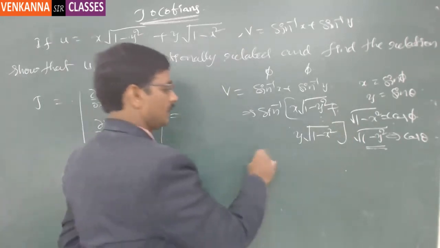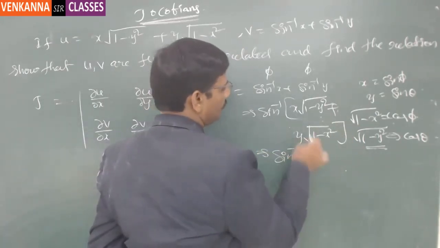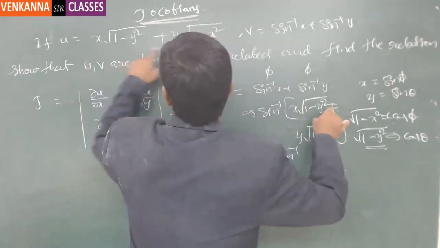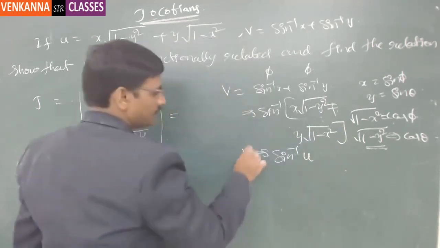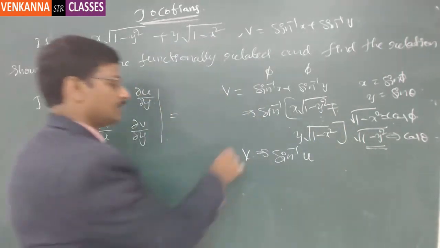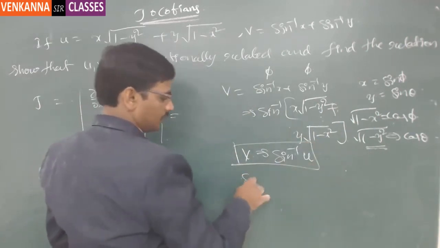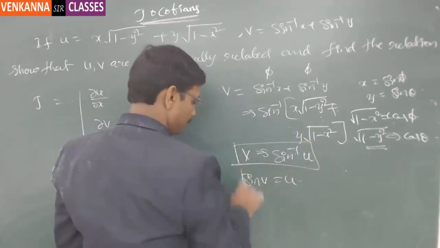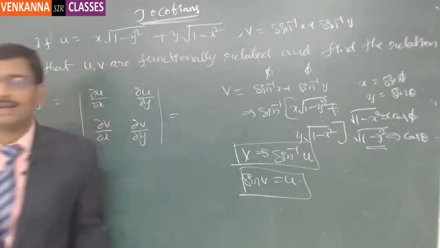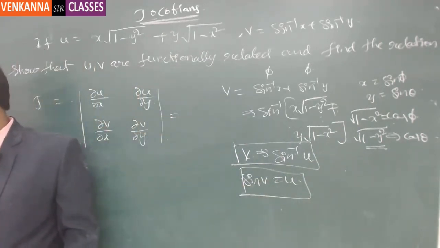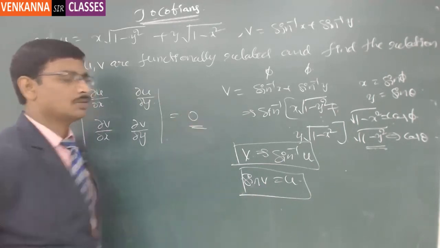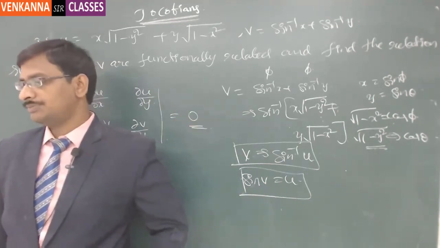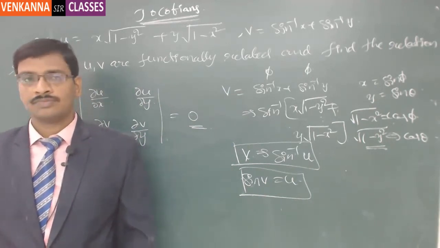So this is sine inverse of x into 1 minus y square under root plus y into 1 minus x square under root, which is u. So v is equal to sine inverse of u. So this is the functional relation between these two, or sine v is equal to u. If you notice, we are directly relating the functions avoiding x and y. Got it? So this functional relation can be found provided this Jacobian is coming out to be 0. Understood? Any questions on this?